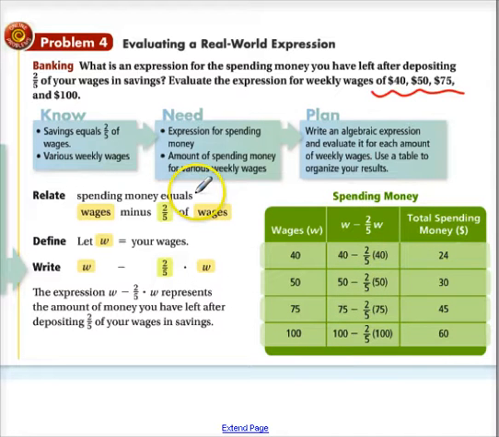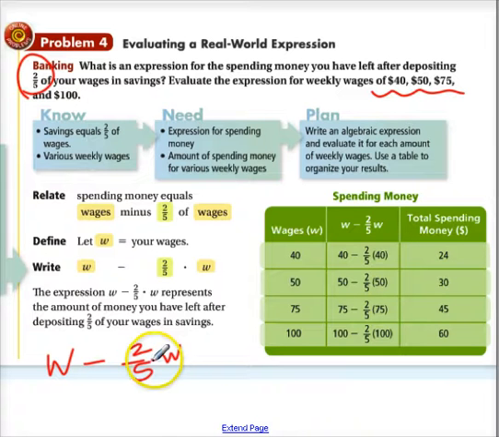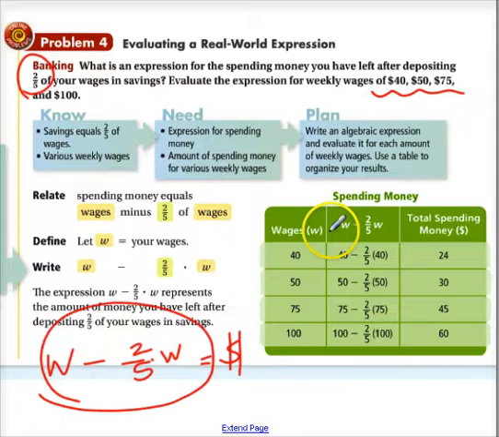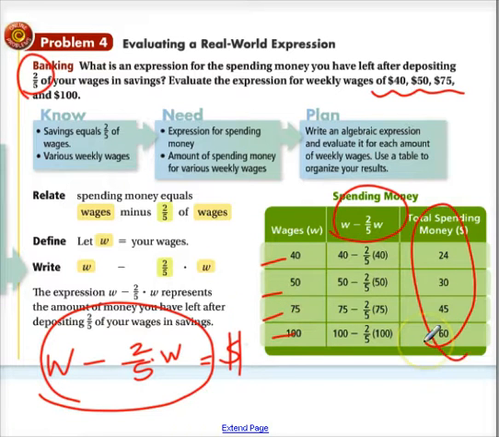Well, first let's get an expression going. If I define W as my wages, whatever I make each week, if I take my wages, and it says in our example that every week we deposit 2/5 of your wages. So if I start with my wages and I take away 2/5 of those wages, or 2/5 times W, that should give me my spending money. So this expression is what's right in the middle of our chart. Now, depending on what our wages are, the spending money changes. So they just want to know, can you write this expression and can you use it to find multiple values?